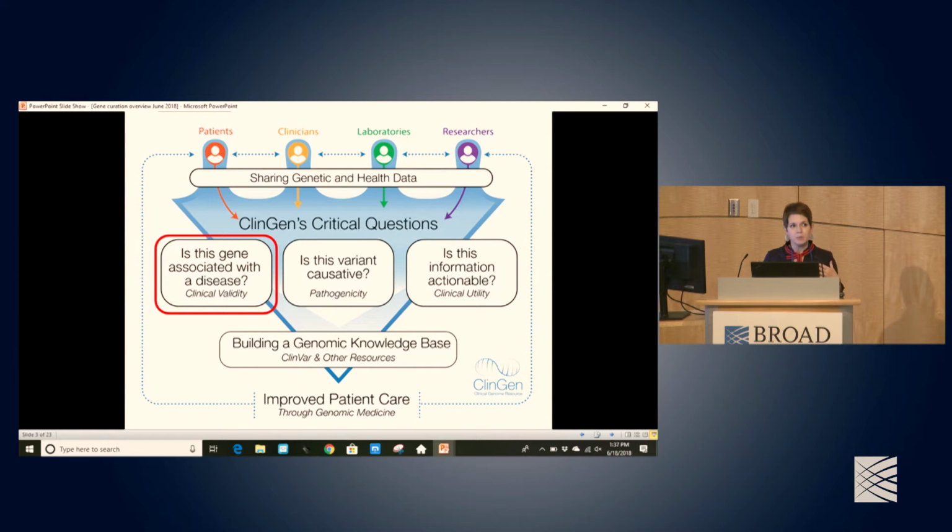Once that information is publicly available, we can use it to answer a number of critical curation questions, such as which genes are associated with disease, which variants are actually causative, and is any of this information actionable? Once we have this information, we share it back into the public domain through ClinVar or through our own website, clinicalgenome.org. And all of this is hoping to improve patient care through genomic medicine. So today, we're going to be focusing on this piece here. Is this gene associated with a disease?